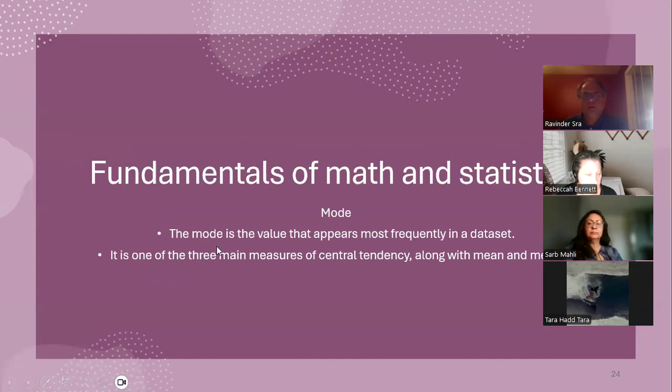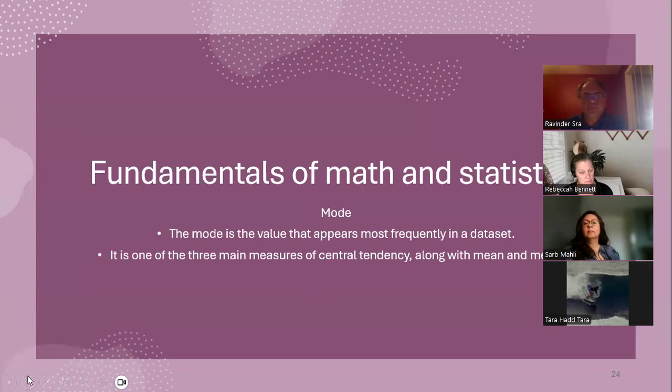Then the mode, this is the last one. The mode. What is the mode? Mode is the value that appears the most frequently in a data set. Like the maximum number of times a value appears in the data set. Maximum times means maybe 2 times, maybe 3 times. That's it. And it is one of the 3 main measures of central tendency, like the mean.